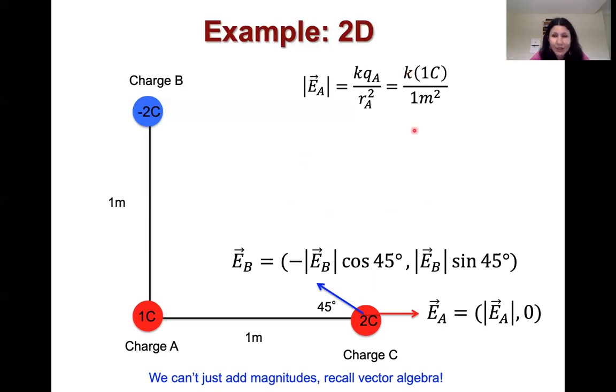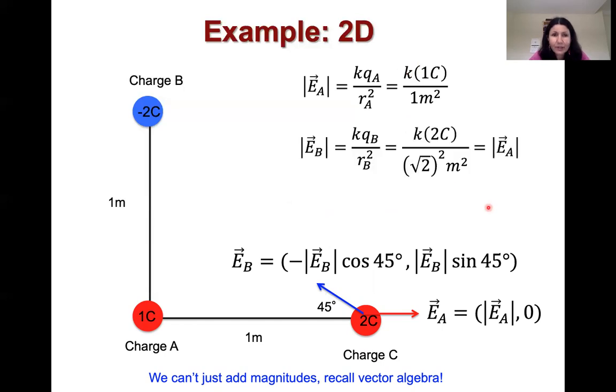K is an ugly looking constant, so for now I'm going to carry that around. Okay, what about B? What's the magnitude? So what we need to know is the distance from charge B to this point. We can use some trick. This is 1 and 1, Pythagorean theorem. So that distance is going to be square root of 2.